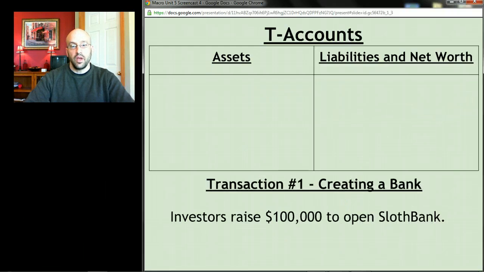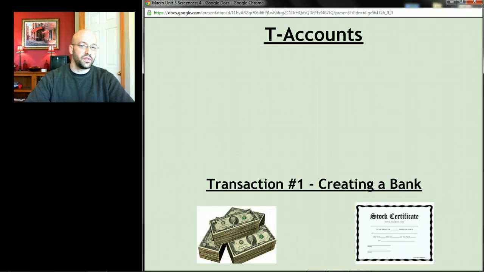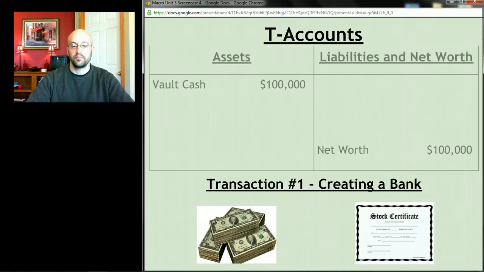So let's start by creating a bank and work through a typical transaction. Let's say investors raise $100,000 to form a new bank called Sloth Bank. What happens is investors grab $100,000 and give it to the bank, and in exchange, what the investors get is a stock certificate that says essentially you own 100% of this bank. Let's see what that would look like on the balance sheet.